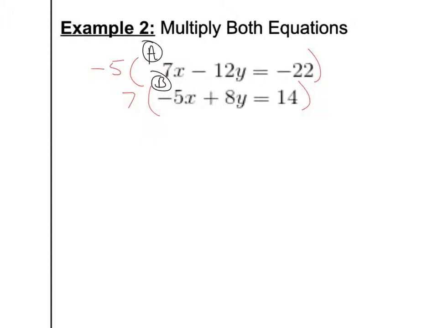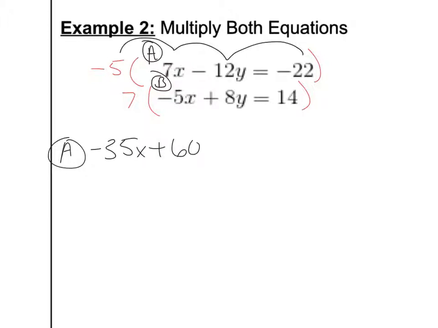So now, when you distribute, my new A equation is going to be a negative 35x plus 60y equals, so here, what's negative 22 times 5? Holy cow. Mr. Houston pulled this thing out of somewhere, and he's getting all these ridiculously big numbers. I can't do 22 times 5 in my head. Okay, positive 110.